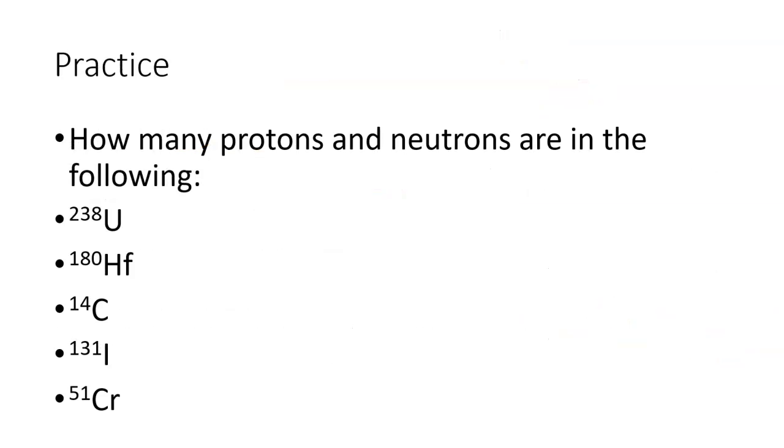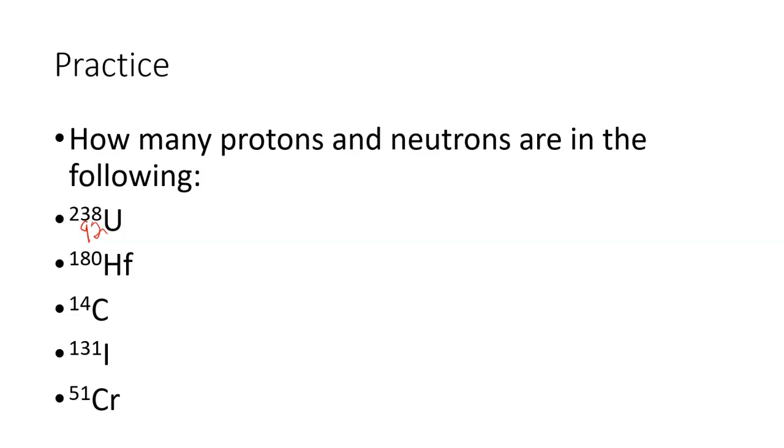So let's practice some. How many protons and neutrons are in the following elements? Do note that I did not include the Z number on these. You need to find that Z number from the periodic table. So take a moment to pause the video and find the number of protons. And then we'll take a moment to find the number of neutrons. So if we look on our periodic table, uranium is element number 92. So its number here is going to be 92.